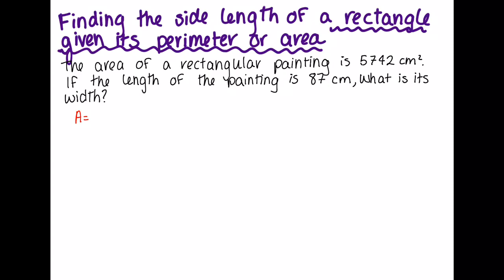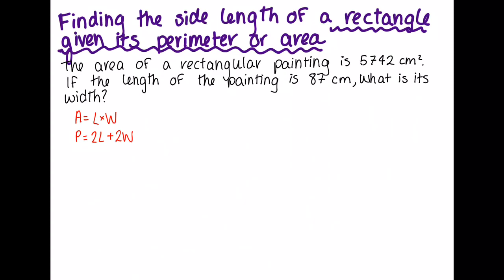The area formula for a rectangle is going to be the length times the width, and the perimeter formula is going to be 2 times the length plus 2 times the width. So this problem says the area of a rectangular painting is 5,742 centimeters squared. If the length of the painting is 87 centimeters, what is its width?